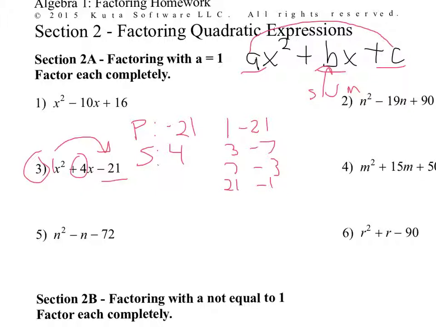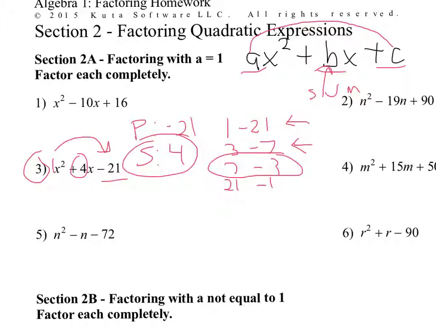Now, we're trying to look for a pair of factors of negative 21 that have a sum of positive 4. Well, if I look at my first pair here, which are 1 and negative 21, they add to negative 20. If I look at my second pair, 3 and negative 7, they have a sum of negative 4. But if I look at this pair right here, 7 and negative 3, they have a product of negative 21 and a sum of 4. So that's the pair of factors I want to pick.